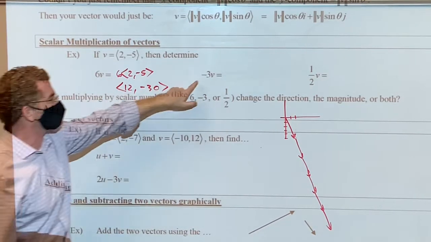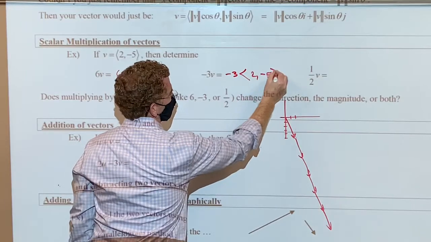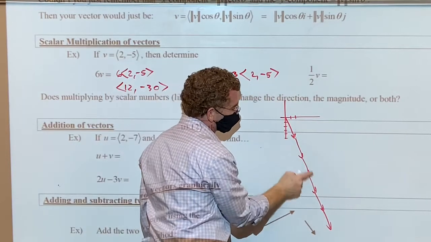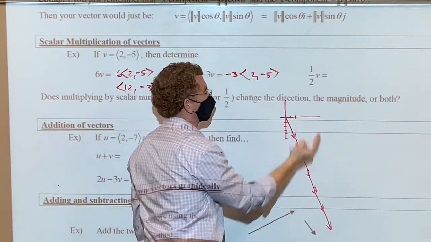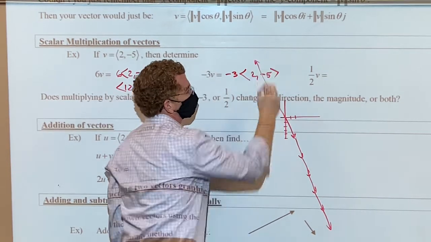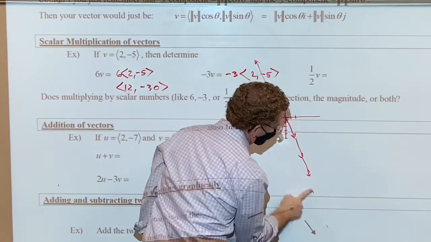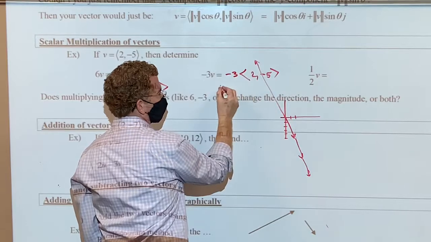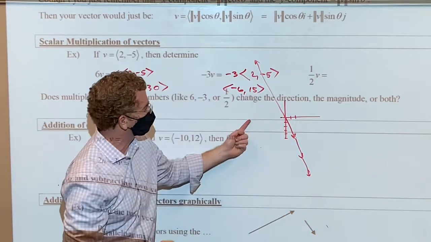And if I go negative 3v, same kind of thing. The only difference is instead of multiplying it by 3, I'm going times 3 and then doing what? Reversing it. So it ends up being way over here. But you don't have to think about that. So it ends up being not that at all, but that, or negative 6, 15. And you can see the math. Look, doesn't it kind of look like I went 6 to the left and up 15?